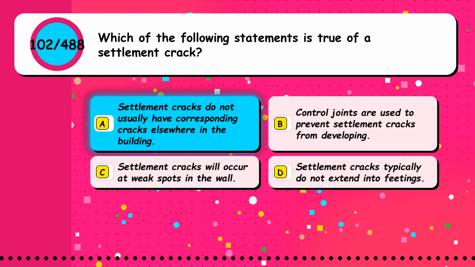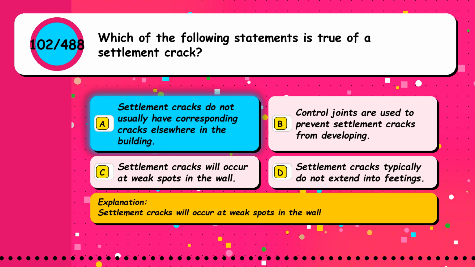The correct answer is option A. Settlement cracks do not usually have corresponding cracks elsewhere in the building. Settlement cracks will occur at weak spots in the wall.